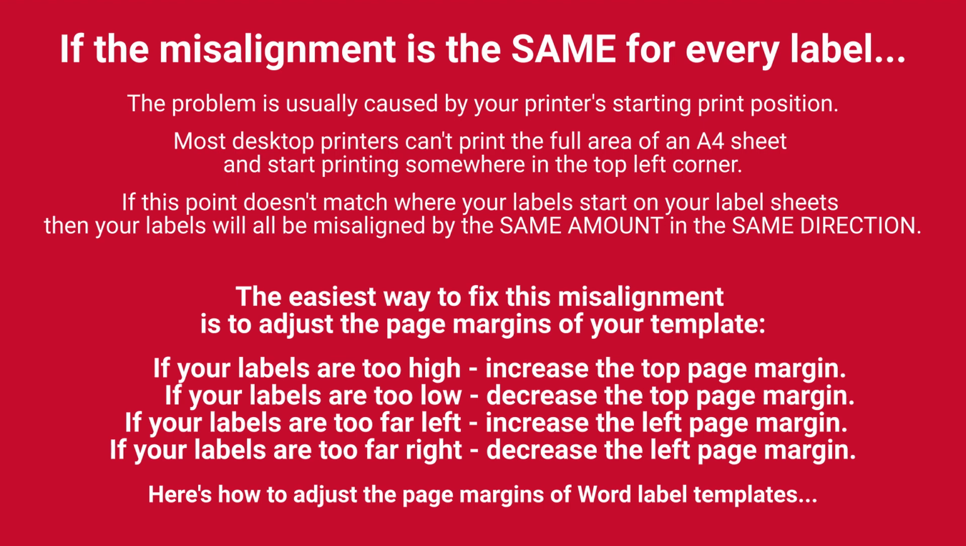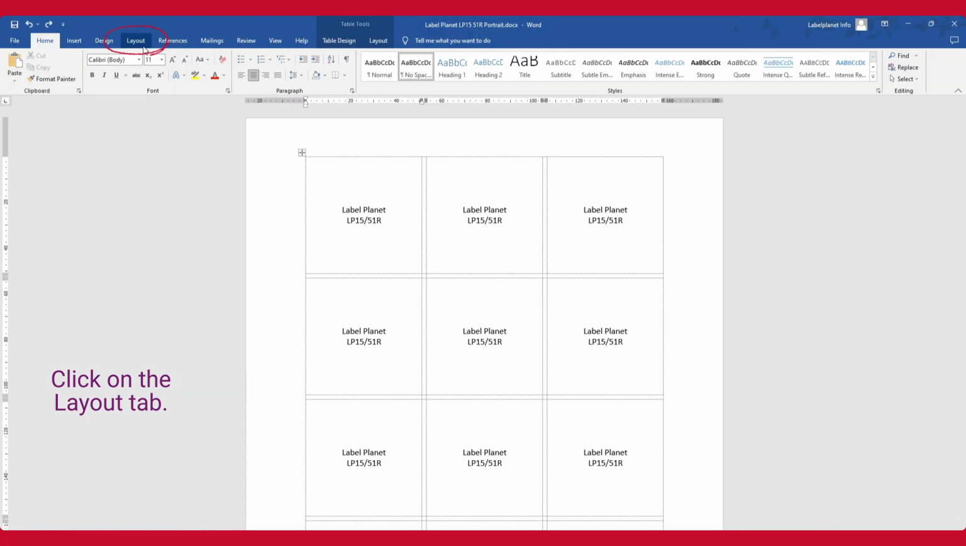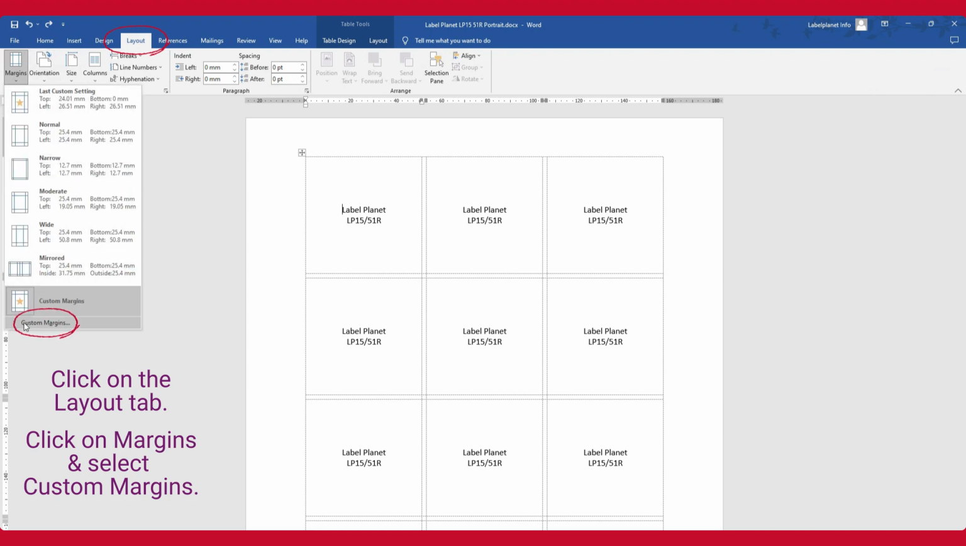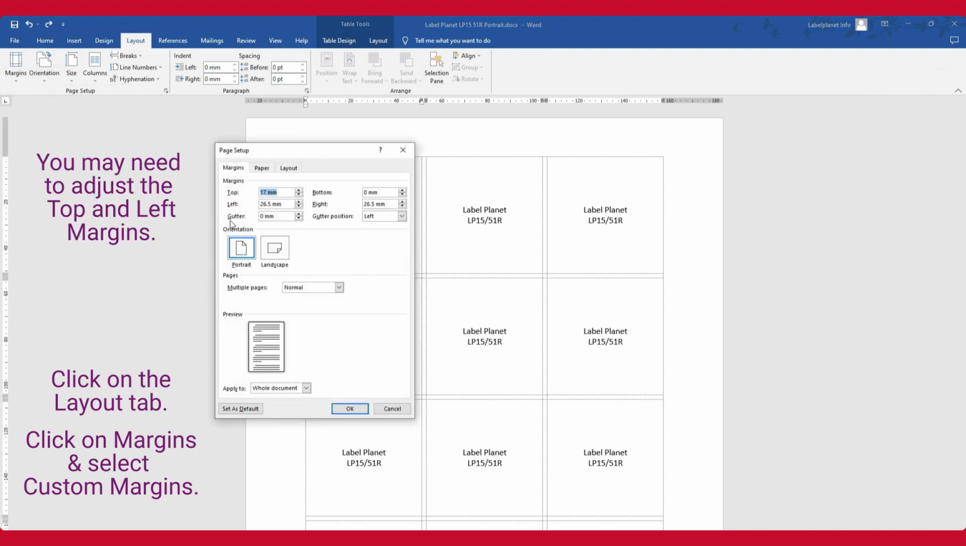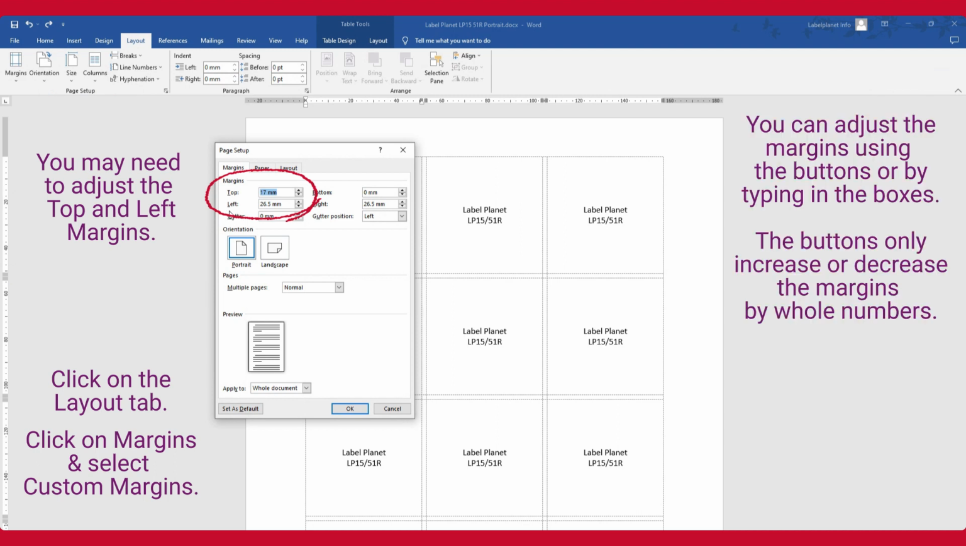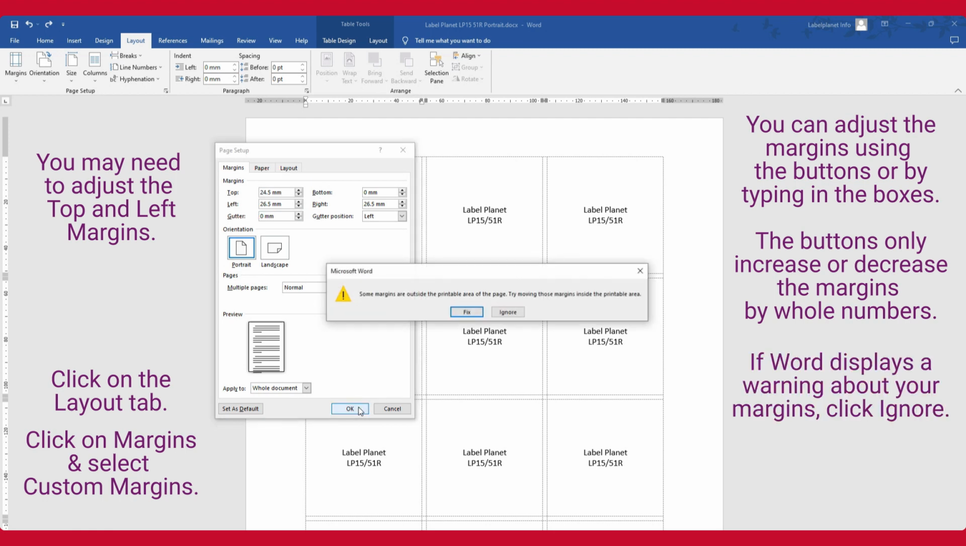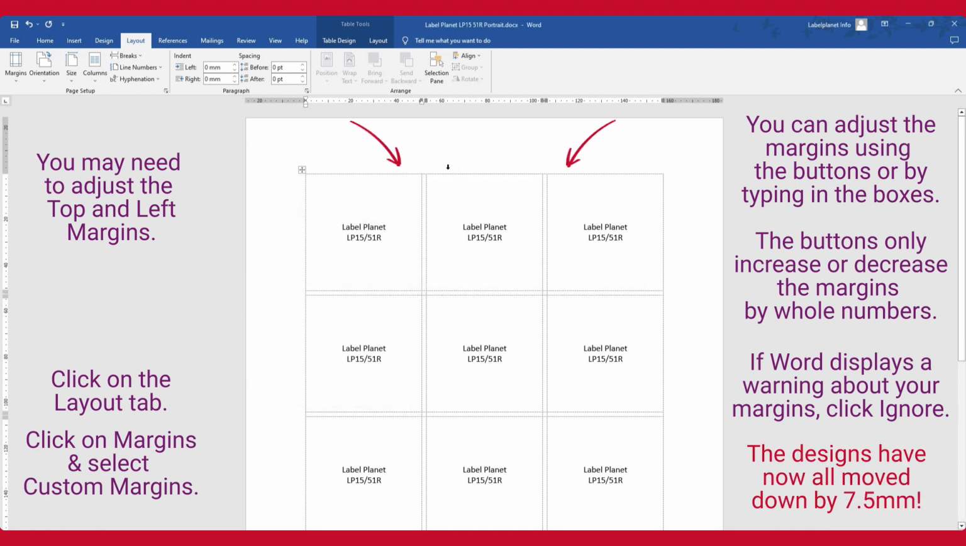Here's how to adjust the page margins of Word label templates. Click on the Layout tab. Click on Margins and select Custom Margins. You may need to adjust the top and left margins. You can adjust the margins using the buttons or by typing in the boxes. The buttons only increase or decrease the margins by whole numbers. If Word displays a warning about your margins, click Ignore. The designs have now all moved down by 7.5 mm.